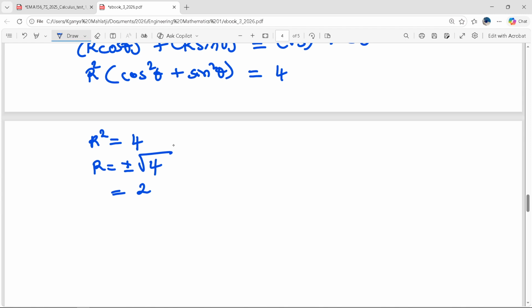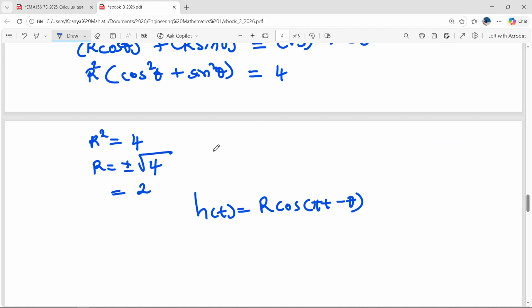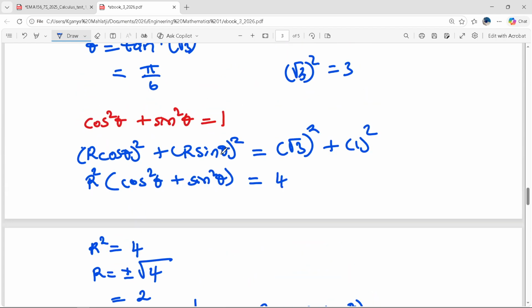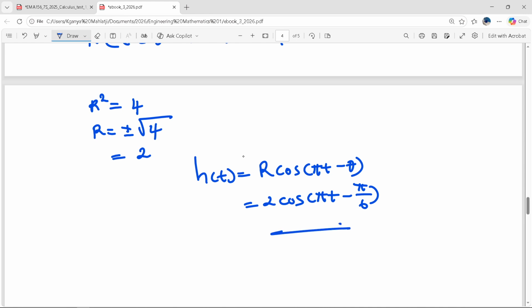Now you can finally express h of t as r cos pi t minus theta. Let's go back to the question. Therefore you will say 2 cos pi t minus pi over 6. That's your answer.